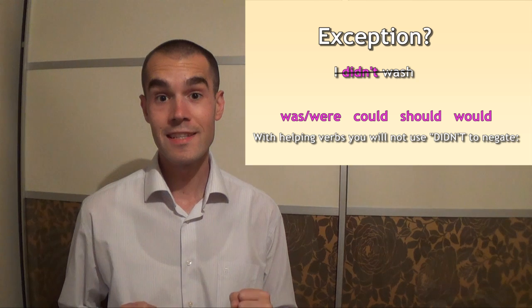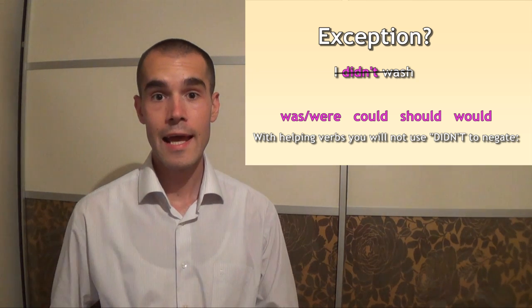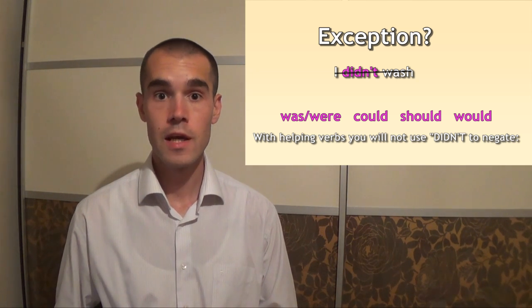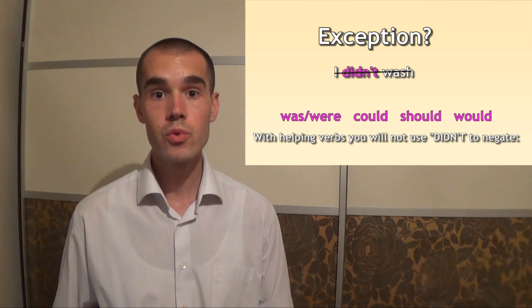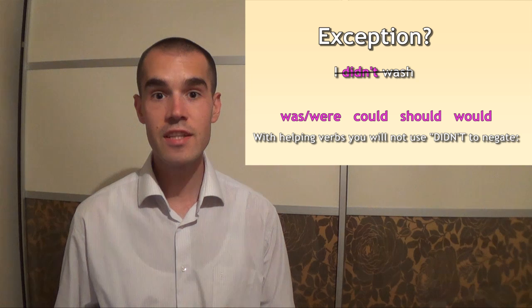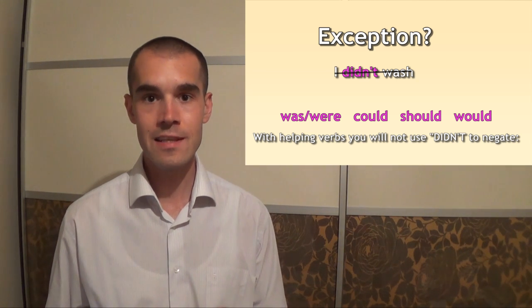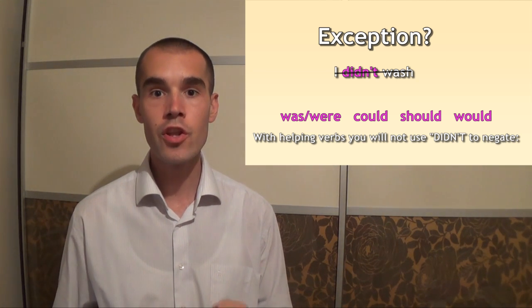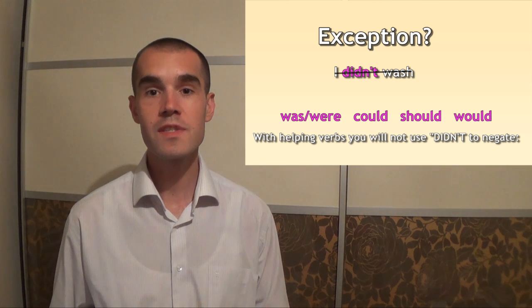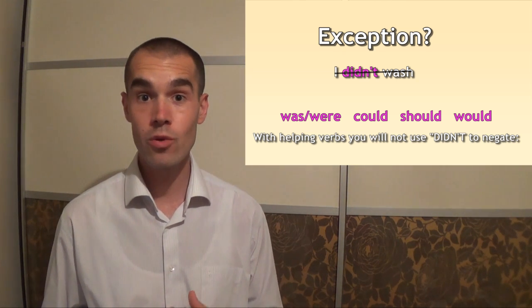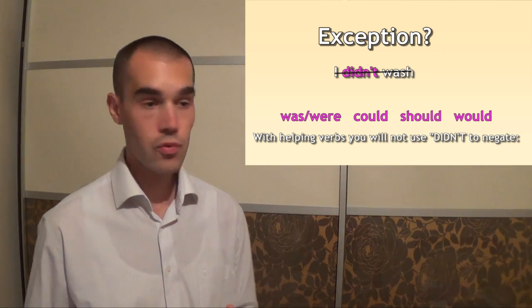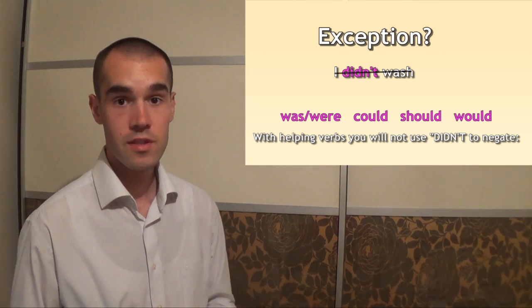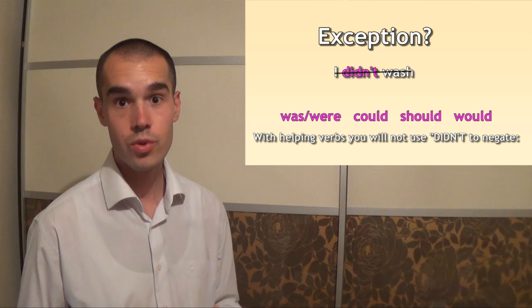Now let's do an exception of the rule, and it goes with helping verbs. So when using helping verbs, we do not use the addition didn't to form the negative. Instead, we use only not, because helping verbs can negate themselves and they don't need an additional helping verb like other main verbs. This is true for cases like was, were, could, should, would.